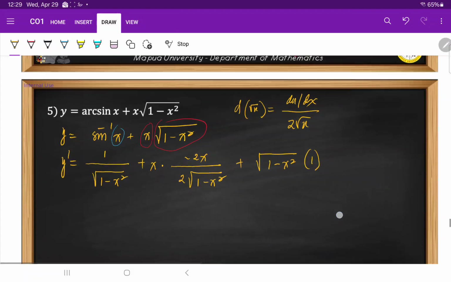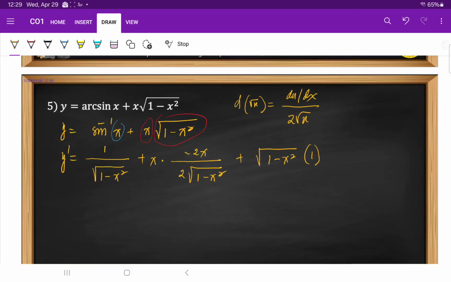Okay, so we can now cancel this out. It should be, what should it be? Negative 2x.